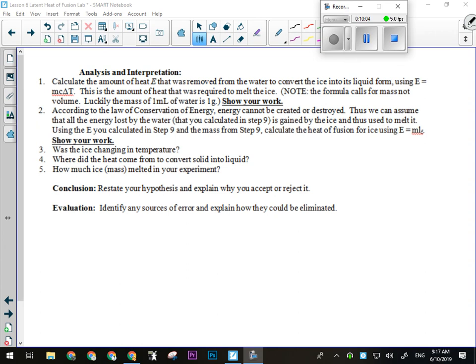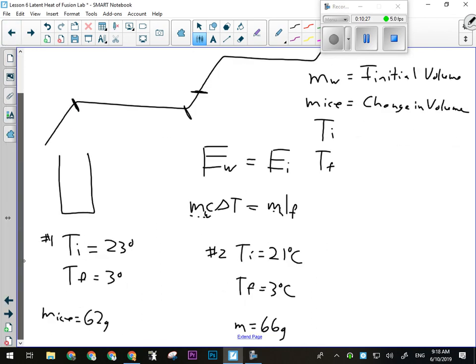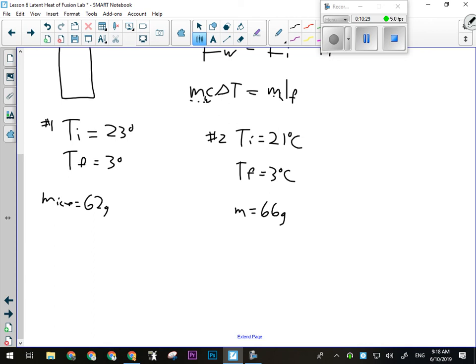Okay, so I need you guys to follow along here and do some typing in of the data, as well as the calculations so that we all have the same thing. The first question asks us to calculate the amount of heat that was removed from the water to convert the ice into its liquid form using E = mcΔT. This is the amount of heat that was required to melt the ice. So we're going to go back to our data, and we're going to do that calculation for trial 1 and for trial 2.